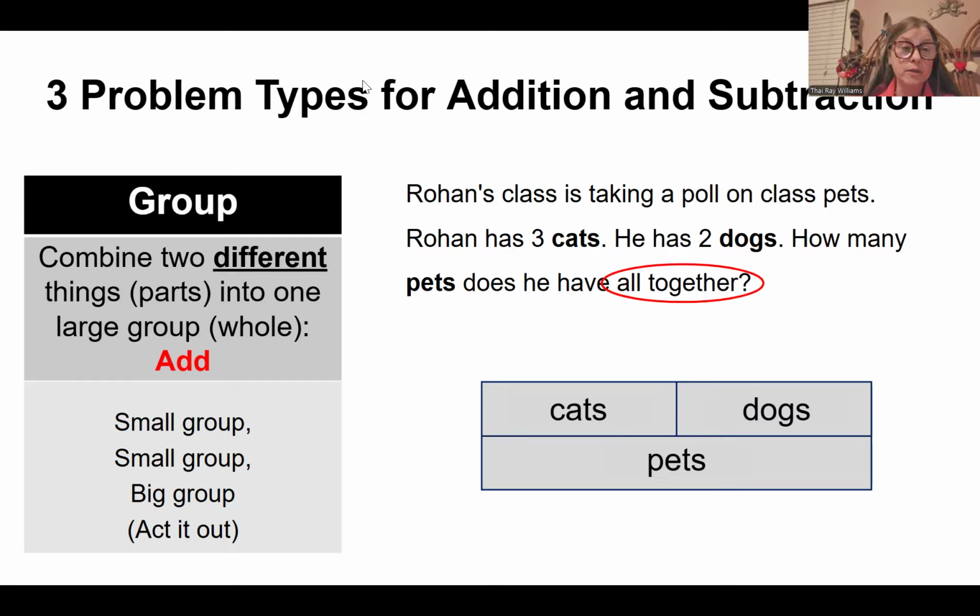So I'm going to stop sharing real quick, and I am going to show you what that procedural rule and those hand motions look like. Small group, big group. That's what you're doing. Those are the hand motions. So your procedural rule is small group, big group for a group word problem. And again, it looks like this. Small group, big group. Let's do it together.